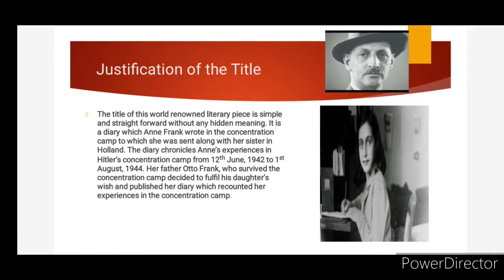Her father, Otto Frank, who survived the concentration camp, decided to fulfill his daughter's wish and published her diary, which recounted her experiences in the concentration camp, and we all know the popularity which this book gained. It received worldwide acclaim and is well received by critics.